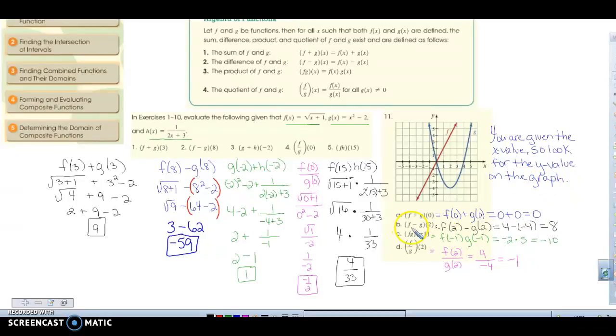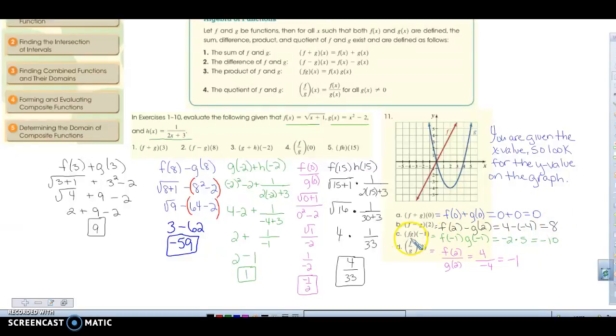Let's take a look at f minus g of 2, which is equivalent to f of 2 minus g of 2. So looking on the red graph at where x equals 2, I notice right here that that corresponds to a y value of 4. Then looking on the blue graph at where x equals 2, I see that that corresponds to a y value of negative 4. So 4 minus negative 4 gives us an output of 8.